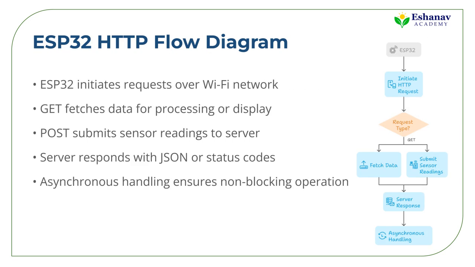Picture the ESP32 sending a GET request to an online API server. The server responds with JSON or text, which the ESP32 parses and acts upon. In the reverse direction, a POST request allows the ESP32 to push sensor data to a server and receive a status confirmation. This flow is crucial for real-time IoT applications, ensuring devices react dynamically to external data and report their state back to the cloud.